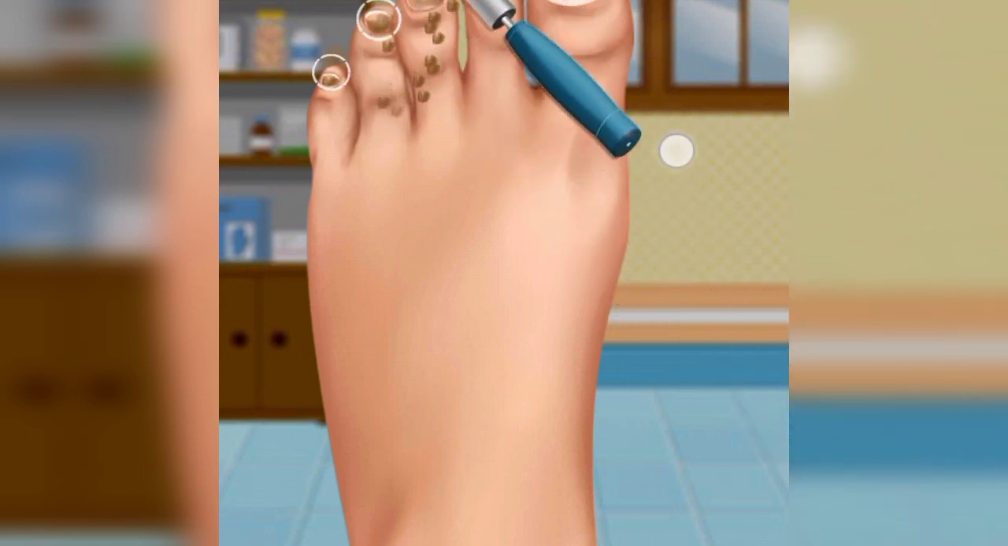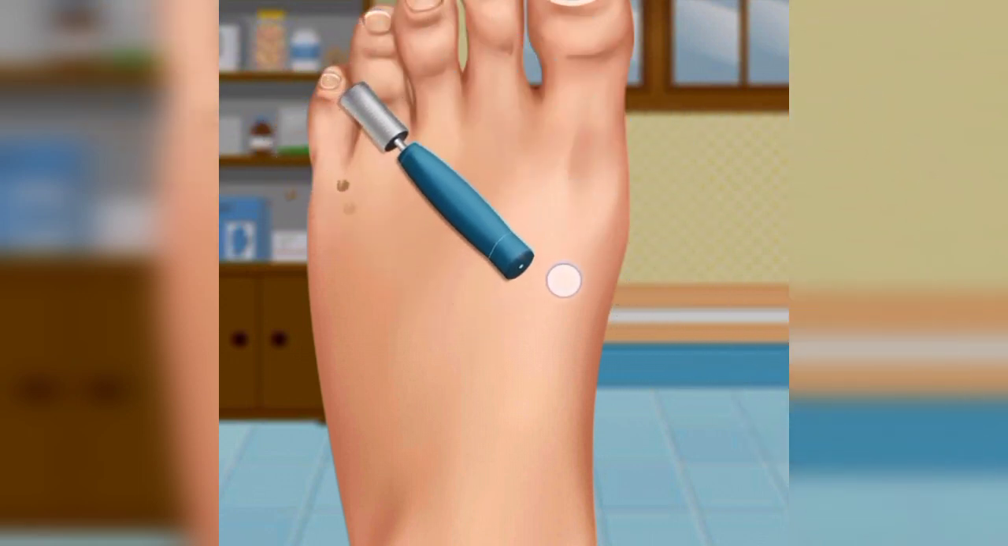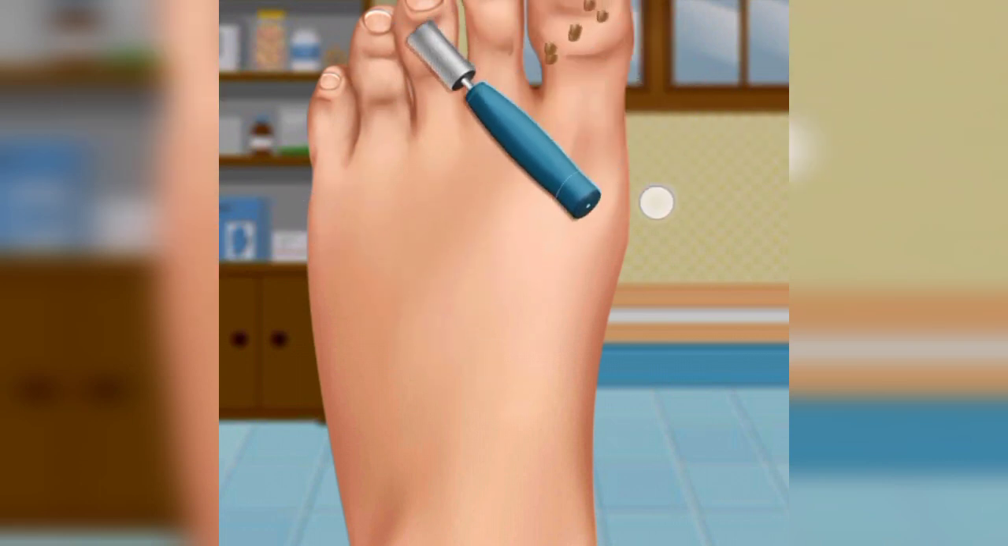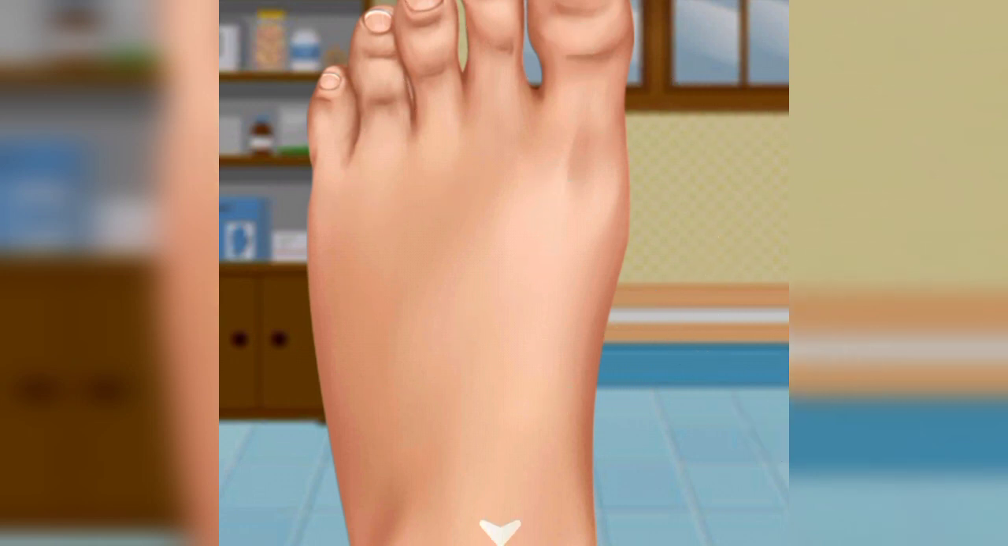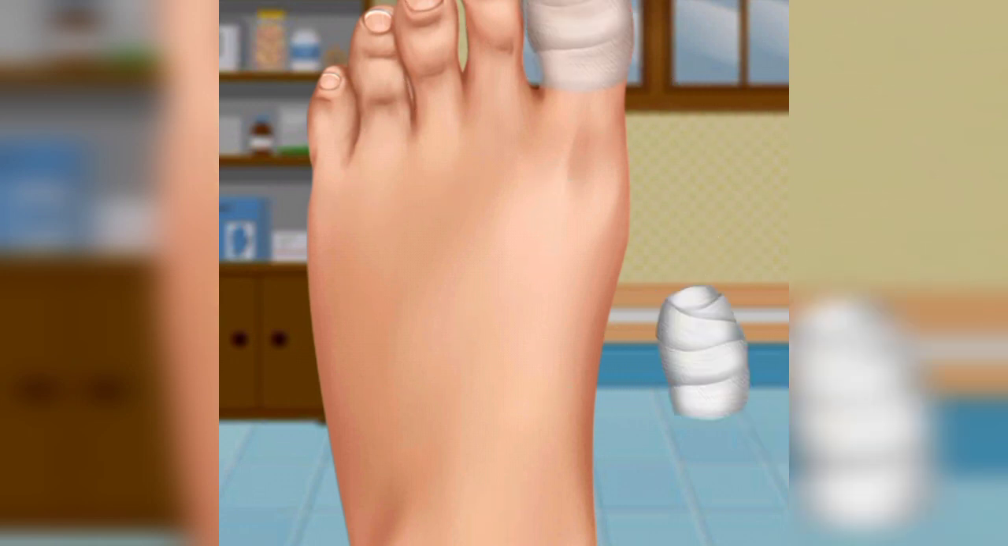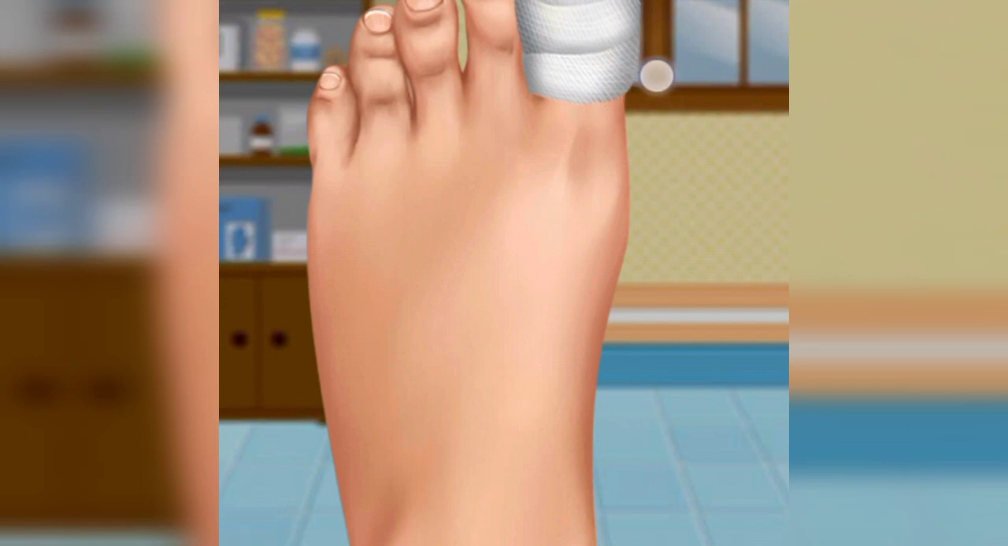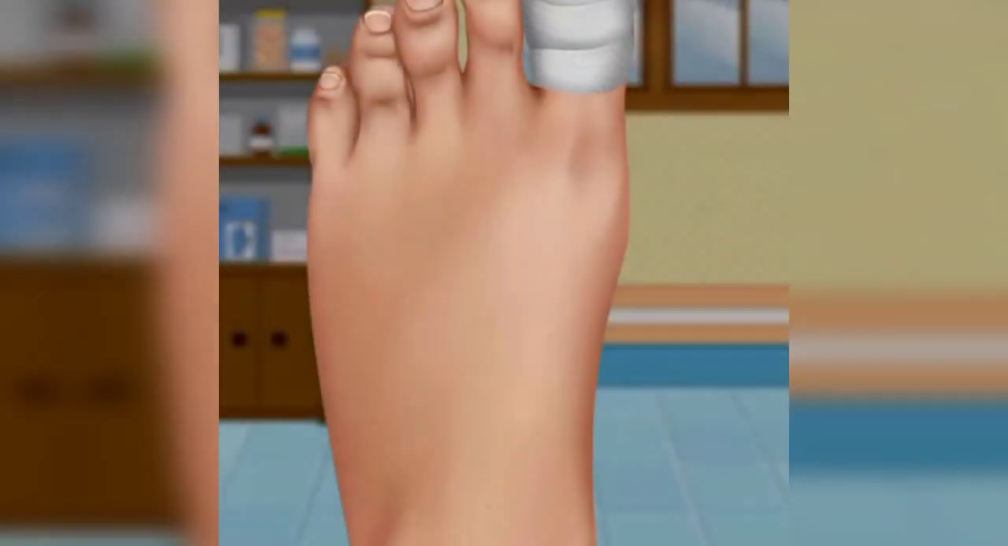Now we have to remove the dirt. The nails were extremely dirty, so we have to make it clean to make him safe from any attack of virus.